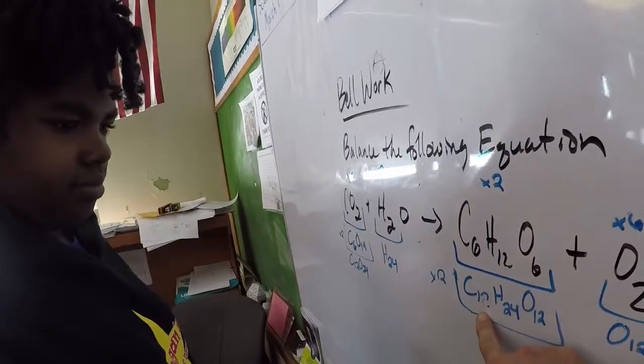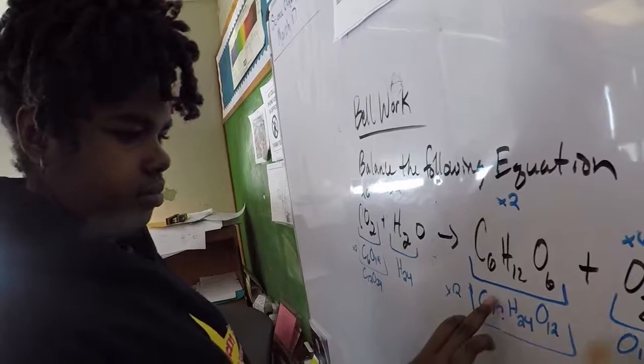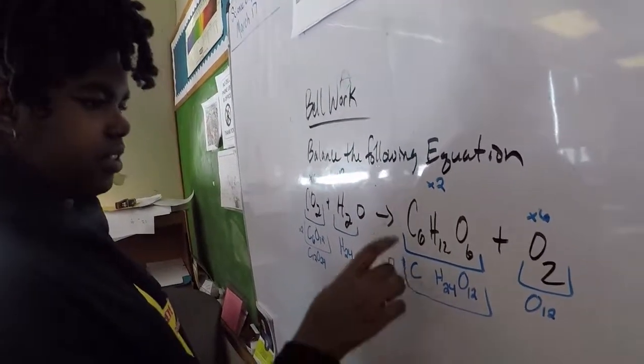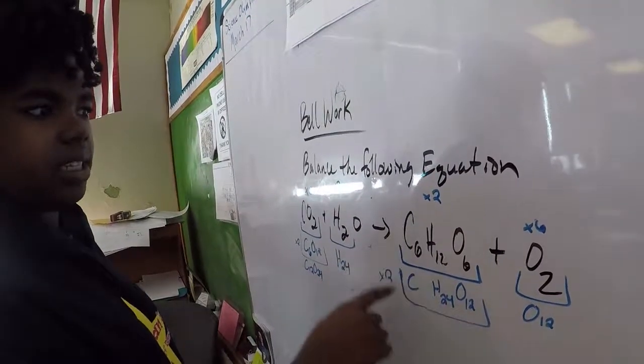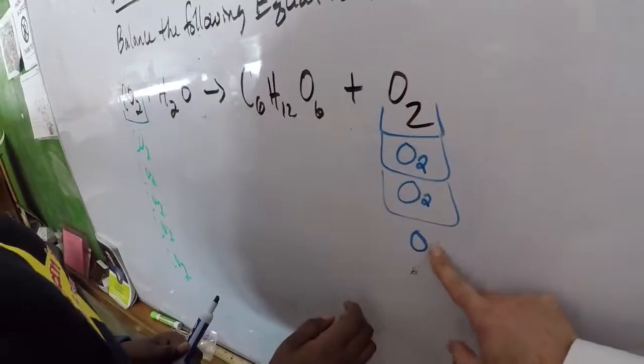You cannot change the subscripts. All you can do is add more of these and add more of these. So if you remember, okay, 0.6, can't be 0.6, it has to be 0.